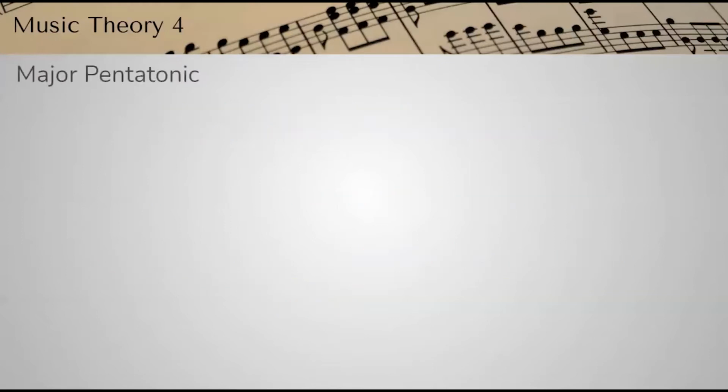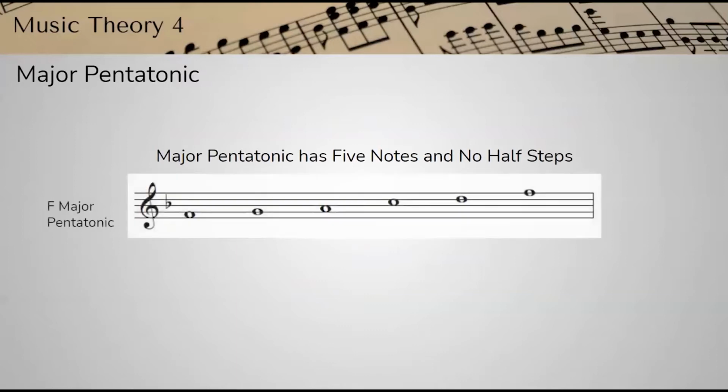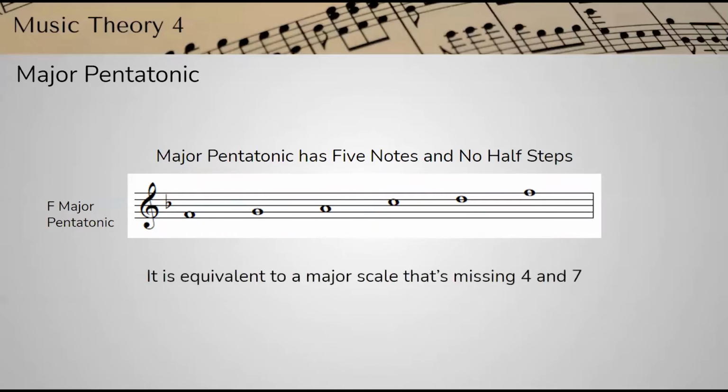So let's start with the major pentatonic scale. Major pentatonic scales have 5 notes, and like I said, no half steps between any of the notes. So this is an F major pentatonic scale. And it's equivalent to a major scale that's missing the 4. So if this were an F major scale, we'd expect there to be a B flat there. And A to B flat would be that half step, but it's missing, so instead we have a 3rd. And we'd also expect there to be an E there, right? But it's missing, so instead we have a 3rd.